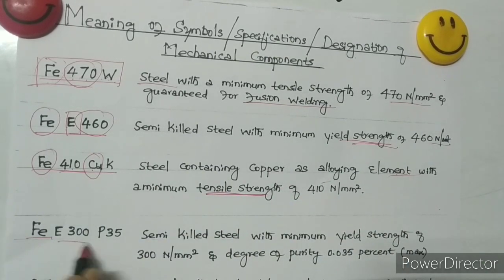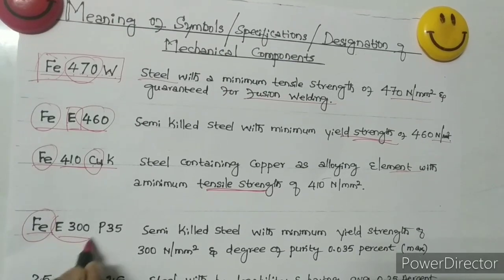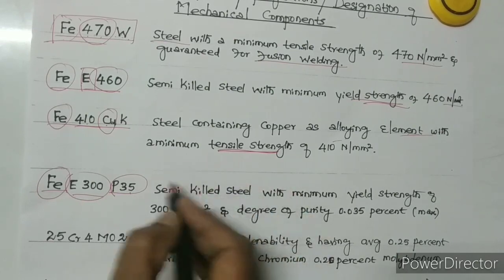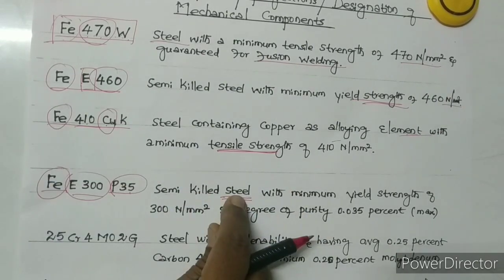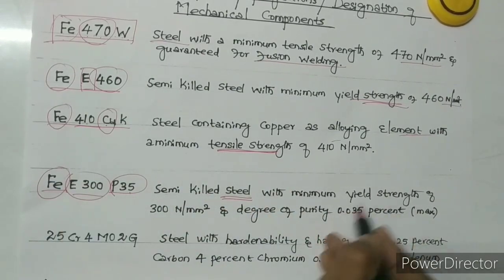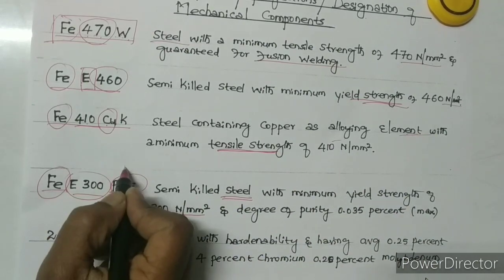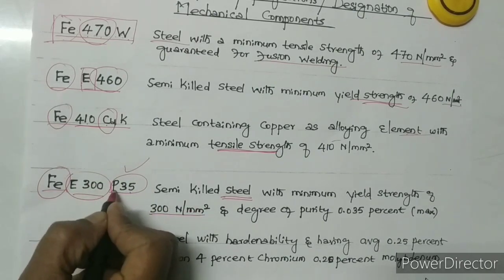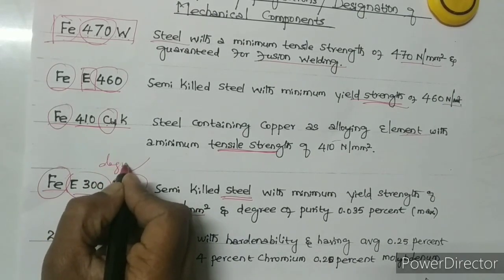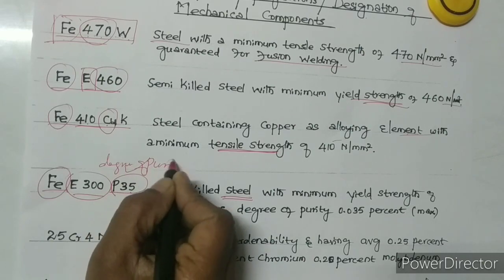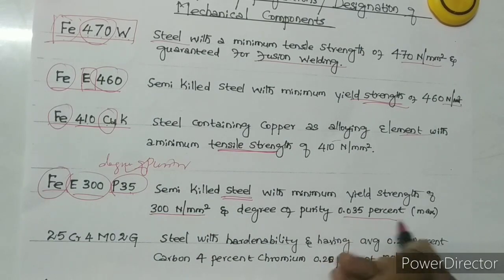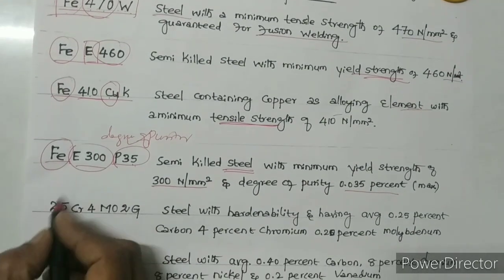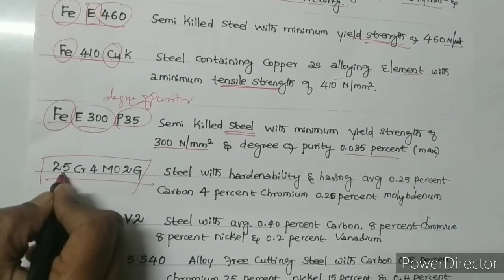Next, Fe E 300 with 35. I told you, Fe is steel. E is again the yield strength. 35 is again semi-killed. If you write steel, that's enough. Steel with minimum yield strength of 300 Newton per mm square. This is additional. What is this P? P is a degree of purity. So degree of purity, the percentage of the component, it is 0.035%.